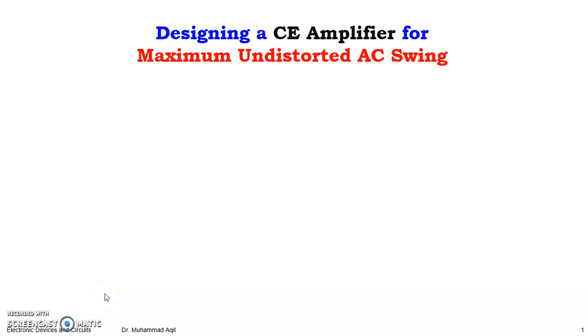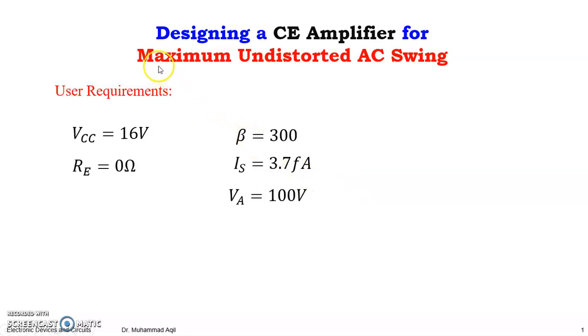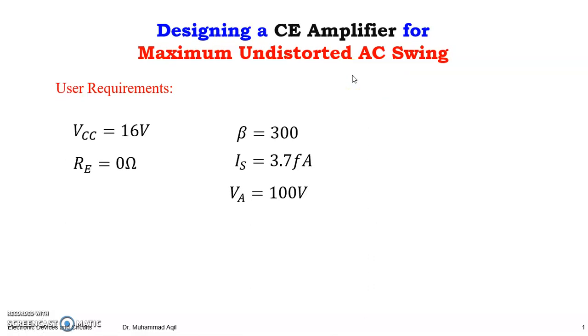While designing a common emitter amplifier, we will introduce another kind of common emitter amplifier in which we have no emitter resistance. To design an amplifier, we need the specifications from a user. The user asked us to design a common emitter amplifier; the first requirement is maximum undistorted AC swing. It means when he or she applies an AC signal, the output would be undistorted.